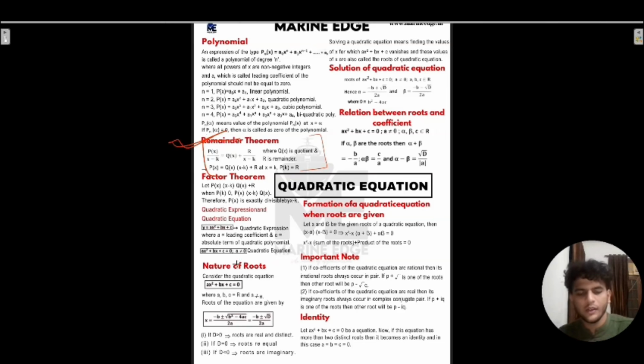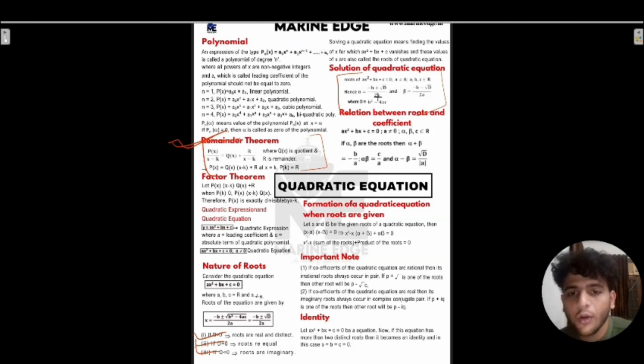The nature of the roots is defined by the discriminant. If the discriminant is greater than 0, then the roots are real and distinct. If it is equal to 0, then the roots are equal, and if it is lesser than 0, then the roots are imaginary. The solution is also x equals minus b plus minus root D upon 2a, where b is the coefficient of x, D is the discriminant, and a is the coefficient of x square.